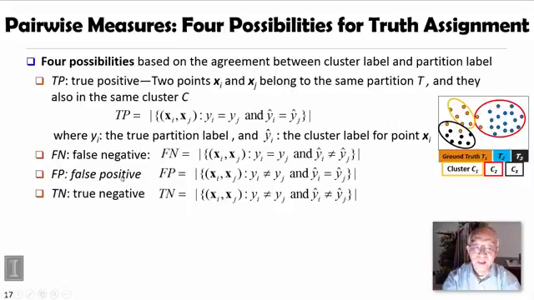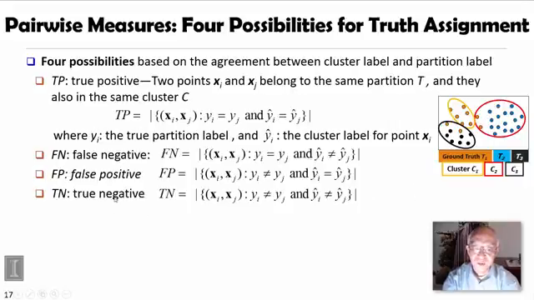Then what is false negative? False negative means they have the same ground truth partition label, but they are not in the same cluster. For example, look at these 2 brown points. They have the same ground truth T1, but they belong to different clusters. So that's the false negative case. Then what is false positive? False positive means they actually have different partition labels, but they are in the same cluster. For example, look at this blue one and this brown one. They do not have the same partition label, but they are in the same cluster.